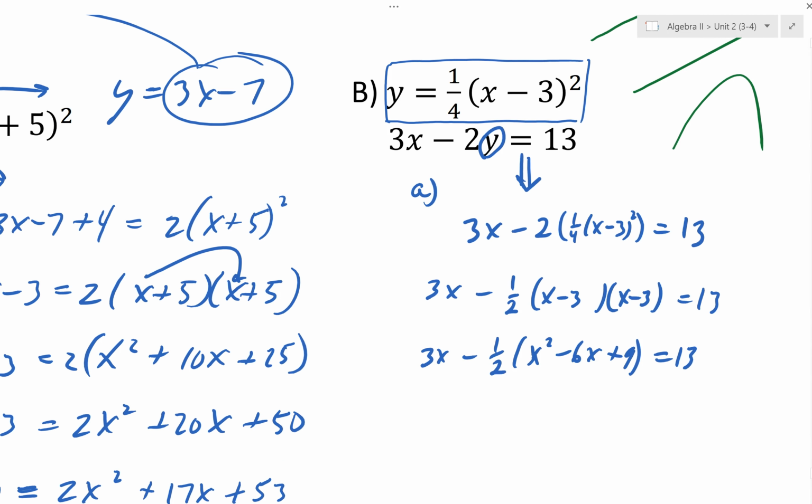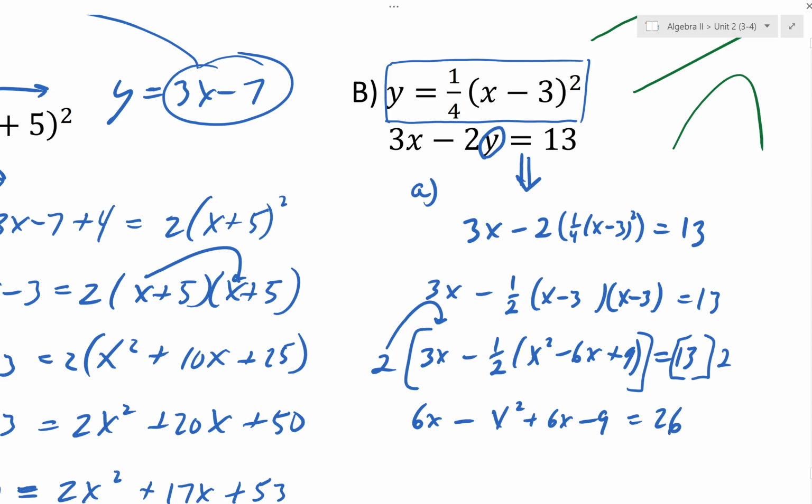And then it would be really nice if I didn't have that 1/2 there. So what do you think we could do? We can multiply everything by 2. Multiply both sides by 2, so then that becomes 6x minus x squared plus 6x minus 9 equals 26.